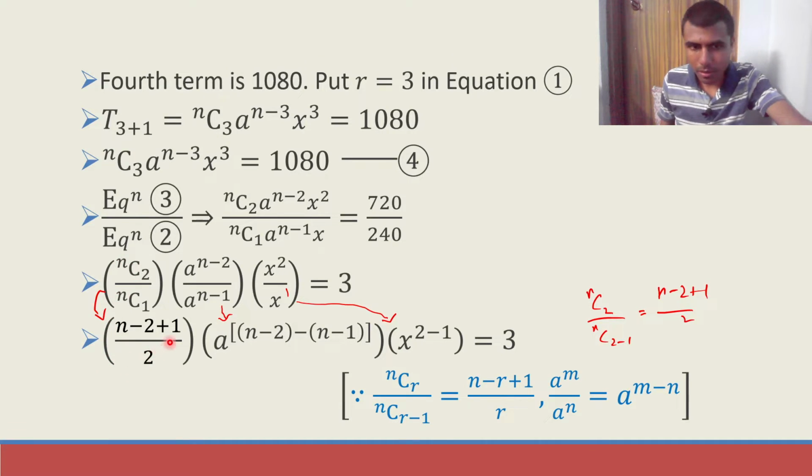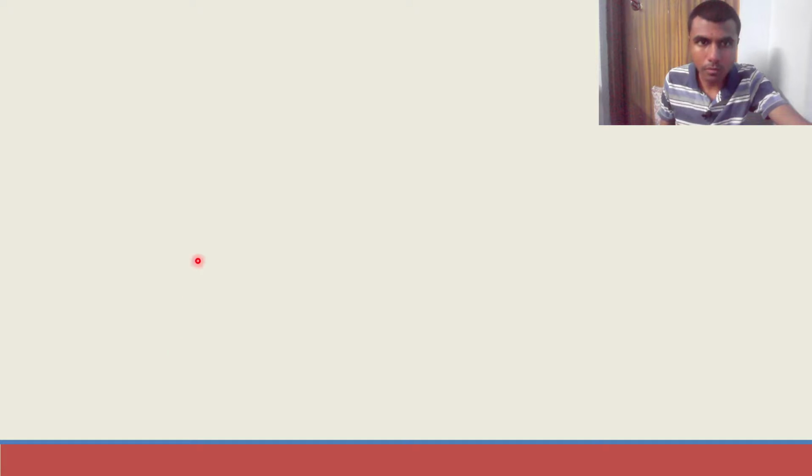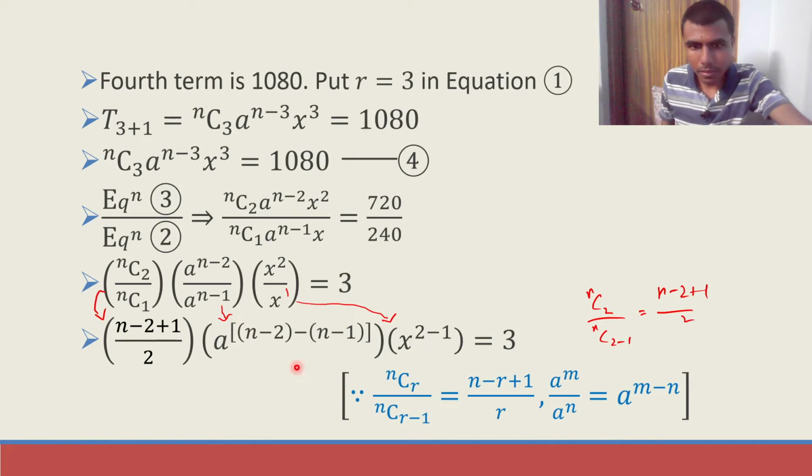Now just basic simplification. n minus 2 plus 1. Minus 2 plus 1 is minus 1. Okay, be careful. Some of you might commit a mistake here. Minus 2 plus 1 is minus 1. So I get n minus 1 by 2 into a power, multiply this, minus n plus 1. a power n minus 2 minus n plus 1. Use brackets like this, guys. See how I kept brackets very nicely. It looks neat. The presentation looks really good.